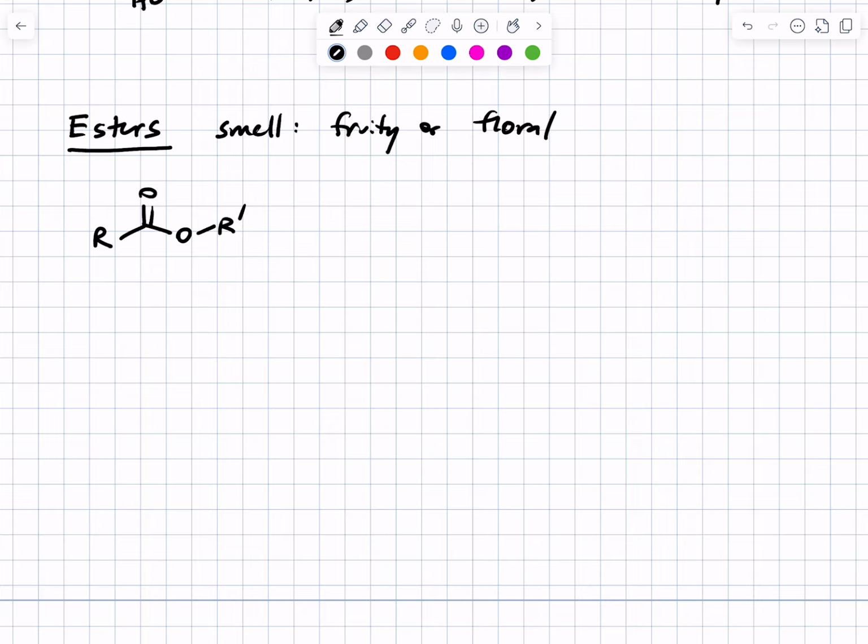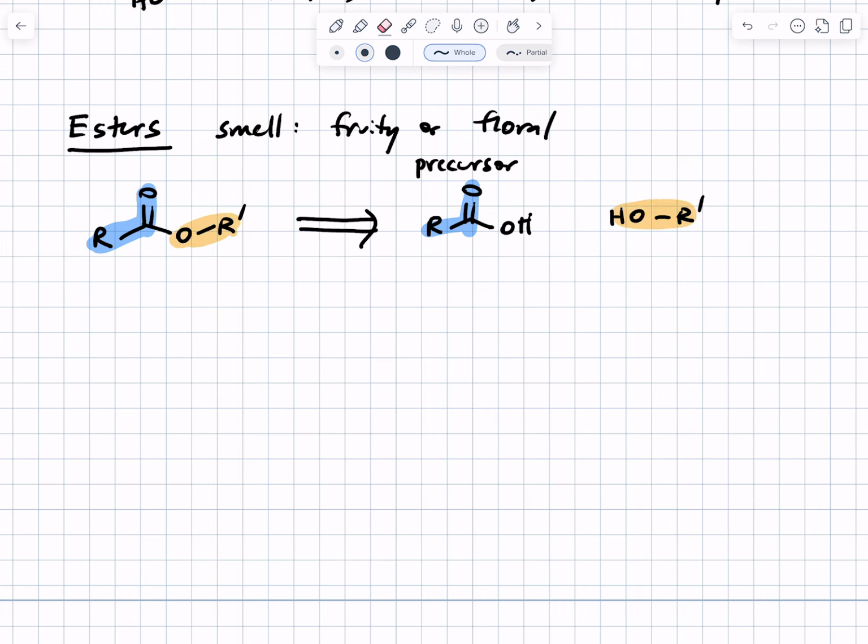bonded to another carbon. This portion of the ester can be synthesized from precursor molecules, and the two precursor molecules are a carboxylic acid, which contributes that portion of the ester, and an alcohol, which contributes this portion of the ester. So when I talk about esters, I'll talk about the alcohol portion and the carboxylic acid portion. The overall reaction that generates these is called a condensation reaction because you lose water.